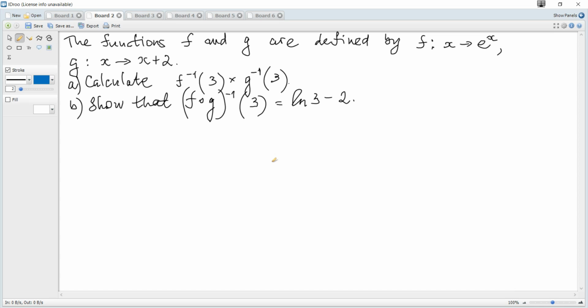The functions f and g are defined by f(x) = e to the power of x and g(x) = x + 2. Calculate the inverse of f at 3 multiplied by the inverse of g at 3. It's just such notation.